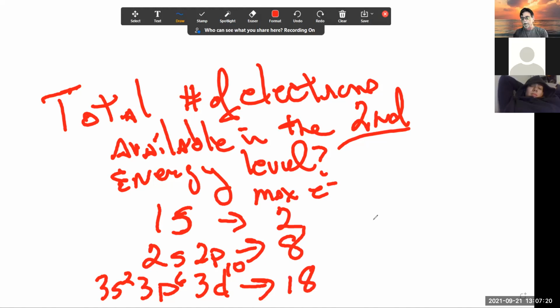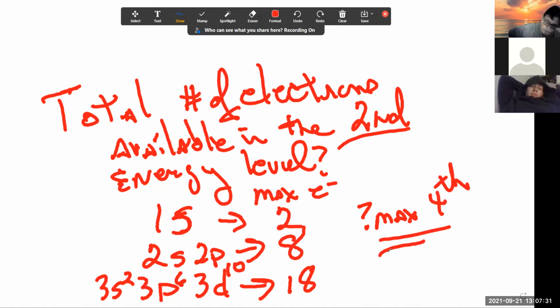Okay, now you can figure this one out for yourself and see what the max was for the fourth energy level. Give that some thought. Now, don't confuse this question with questions like, what is the maximum number of electrons you can put in the P orbits?